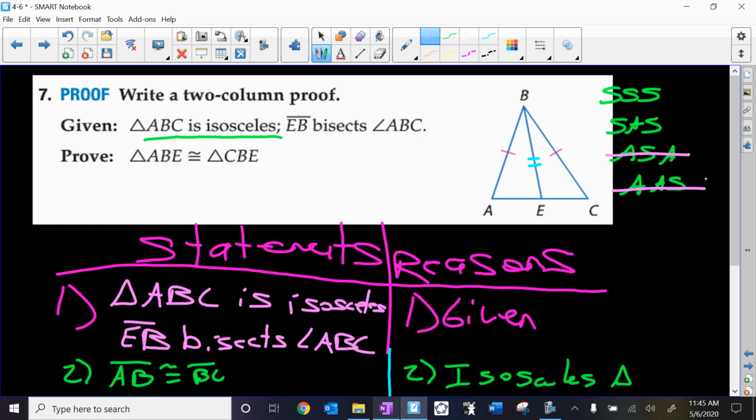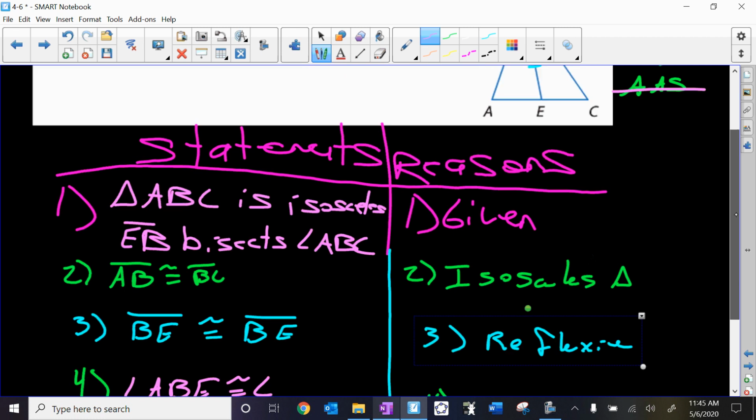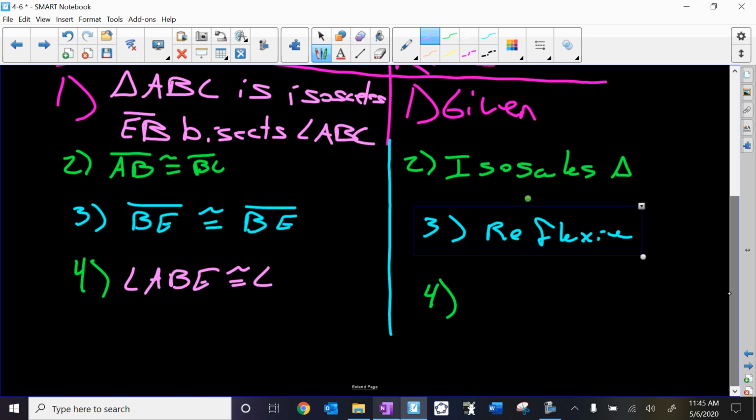angle side. The last part comes from our other given. EB bisects angle ABC. So look for angle ABC up there at the top. EB is going to bisect it, which means this angle has to be congruent to that one. So we're going to say angle ABE is congruent to angle CBE by the definition of a bisector. That's what it tells us in the given.